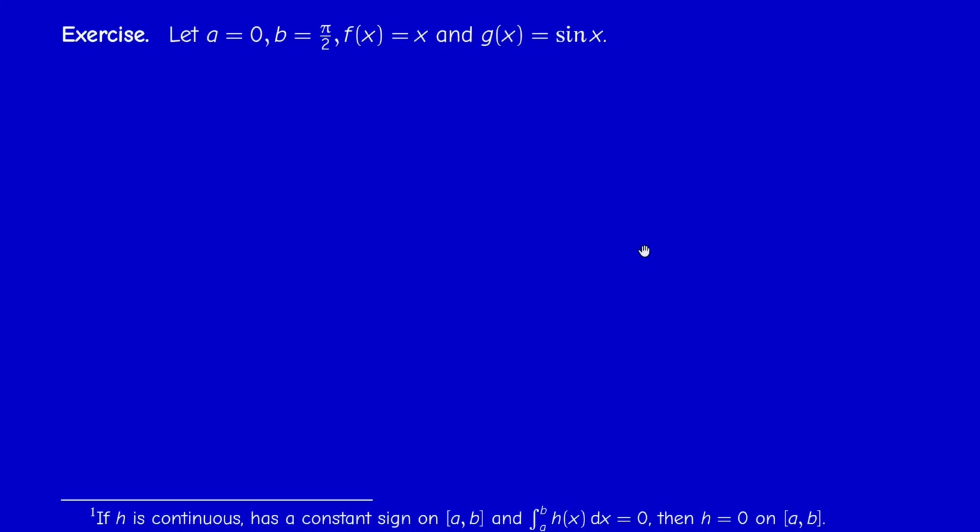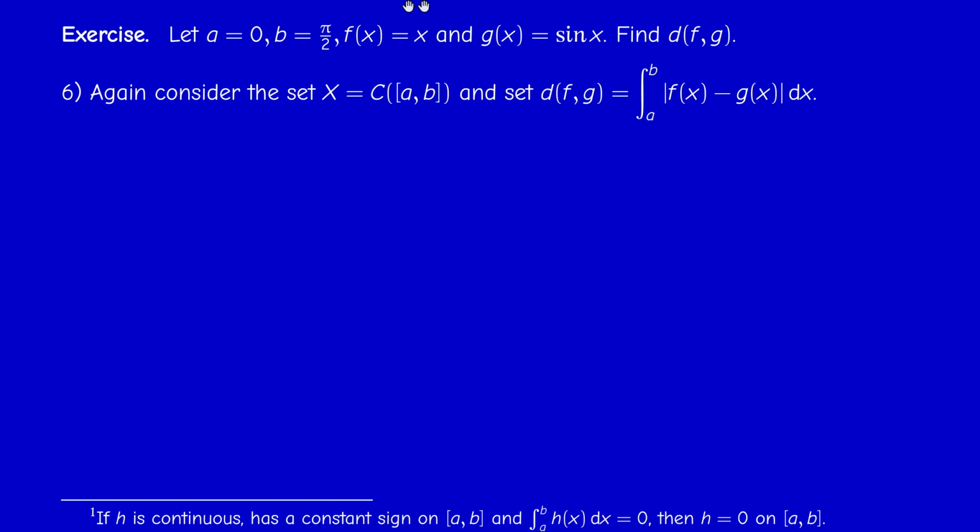Okay, as an exercise, take a equals 0, b equals pi over 2, and f to be the identity, and g to be the sine function. Compute the distance between f and g. Not difficult. So I suggest that you pause the video and solve it, just to get a feeling of what it is. Actually, you can draw the graph of x and the graph of sine and see where they meet and see the maximum distance between the two graphs.